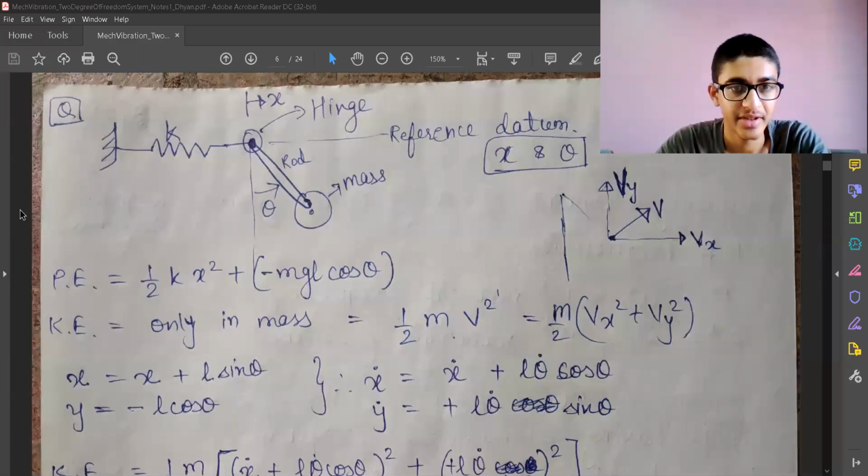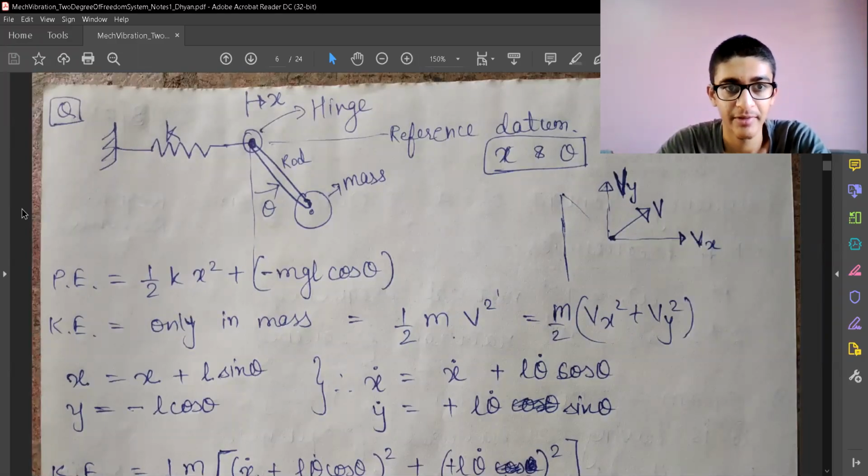So till now we have seen three questions which were very simple, having translational and rotational degrees of freedom, and one which has them combined. So let's look at one more question where we have a spring and a hinge which can translate, and a rod which is attached to the hinge which can rotate.